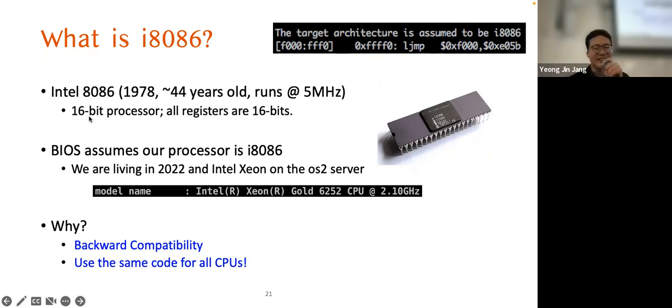And the reason why our BIOS starts with the CPU as an i8086 is just for backward compatibility.